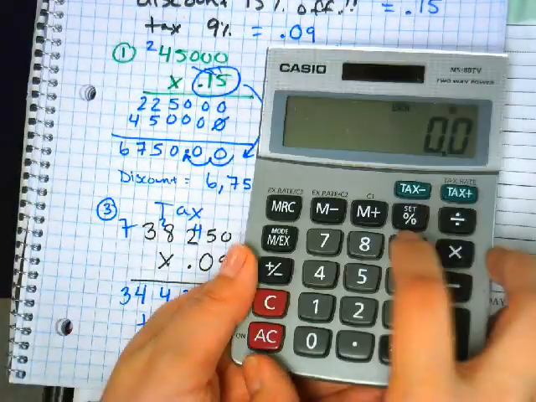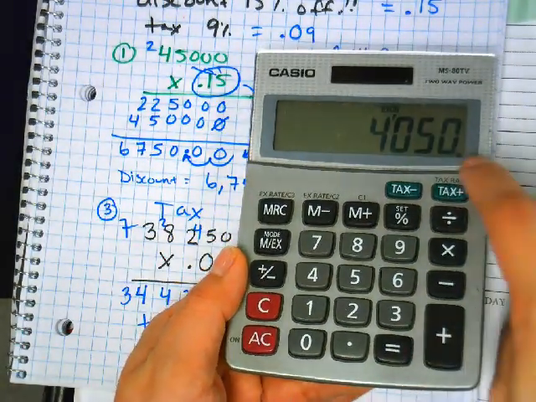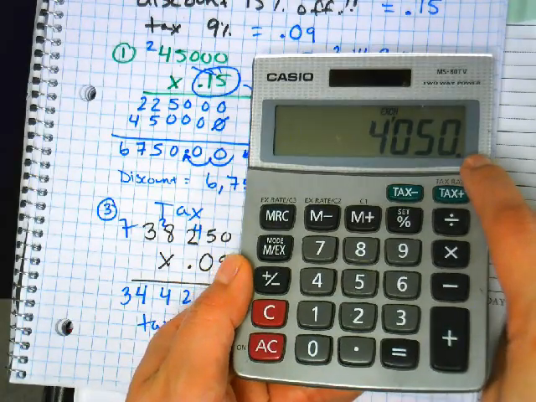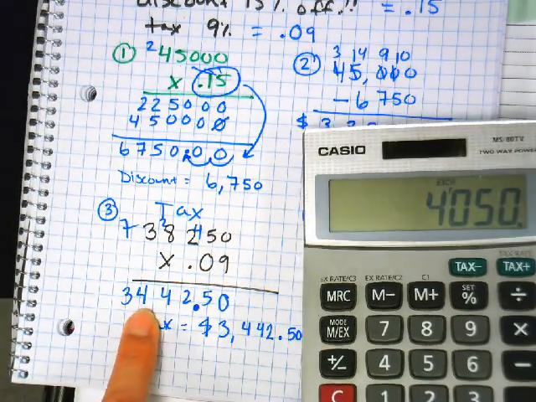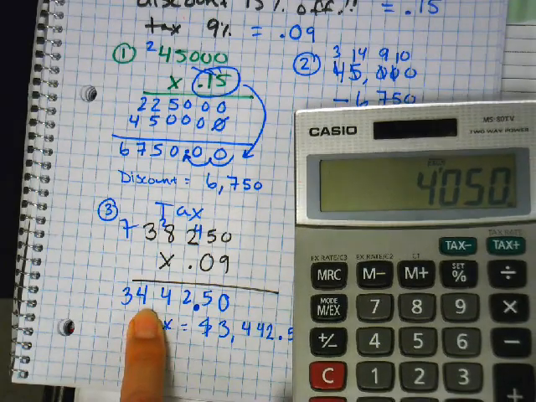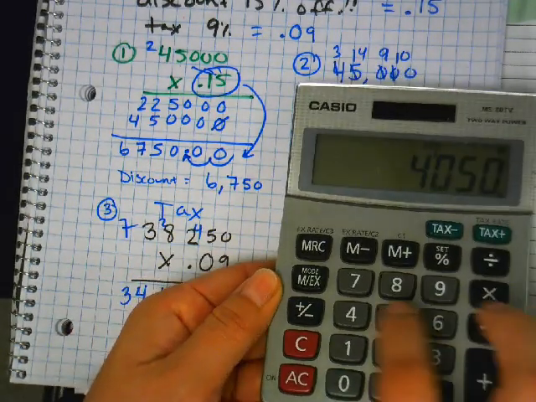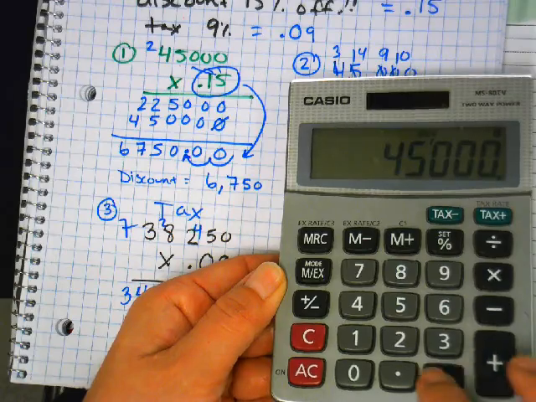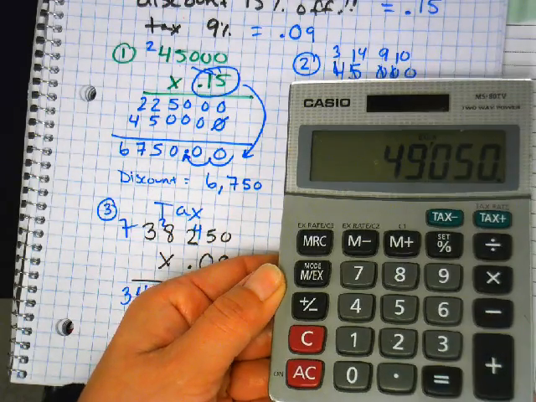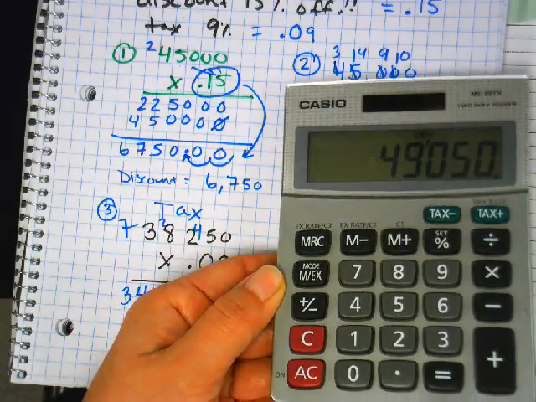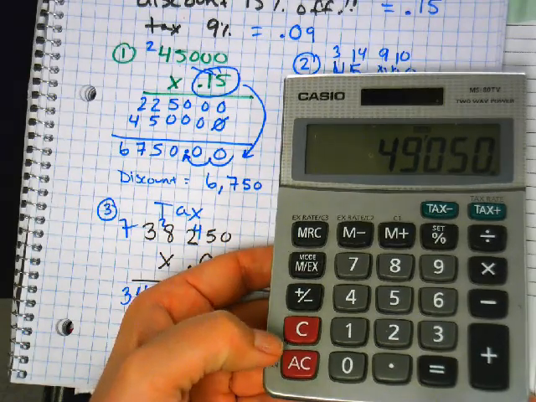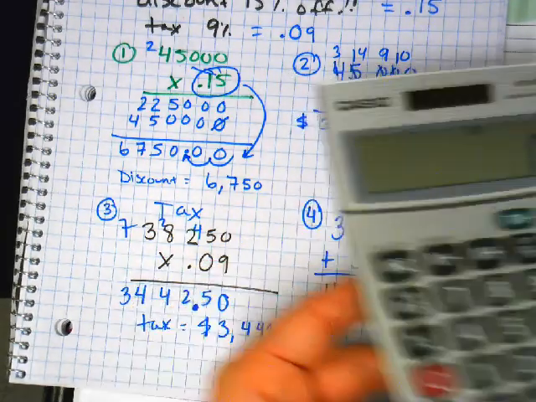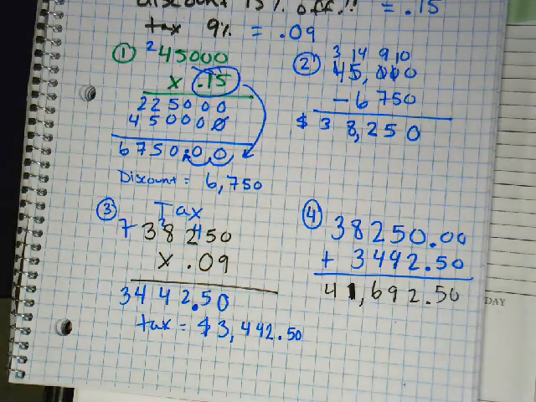0.09, right? Yeah. I would pay $4,050 just in taxes. So an extra $4,000 plus my original $45,000 is $49,050, without the discount. Well, that's without the discount. So when you buy a car, make sure you get a discount. Rule number 1.